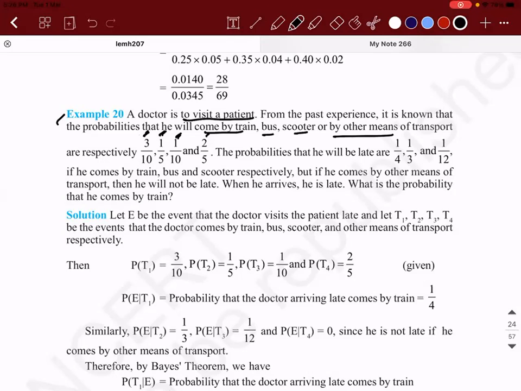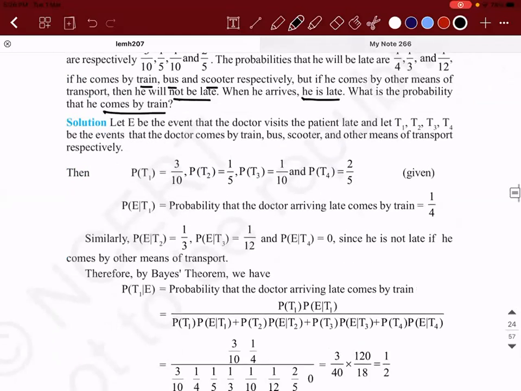Right? So the probabilities that he will be late are 1 by 4, 1 by 3 and 1 by 12 if he comes by train, bus or scooter, and if he comes by other means of transport, then he will not be late at all. When he arrives, this time he is late. What is the probability that he comes by train?